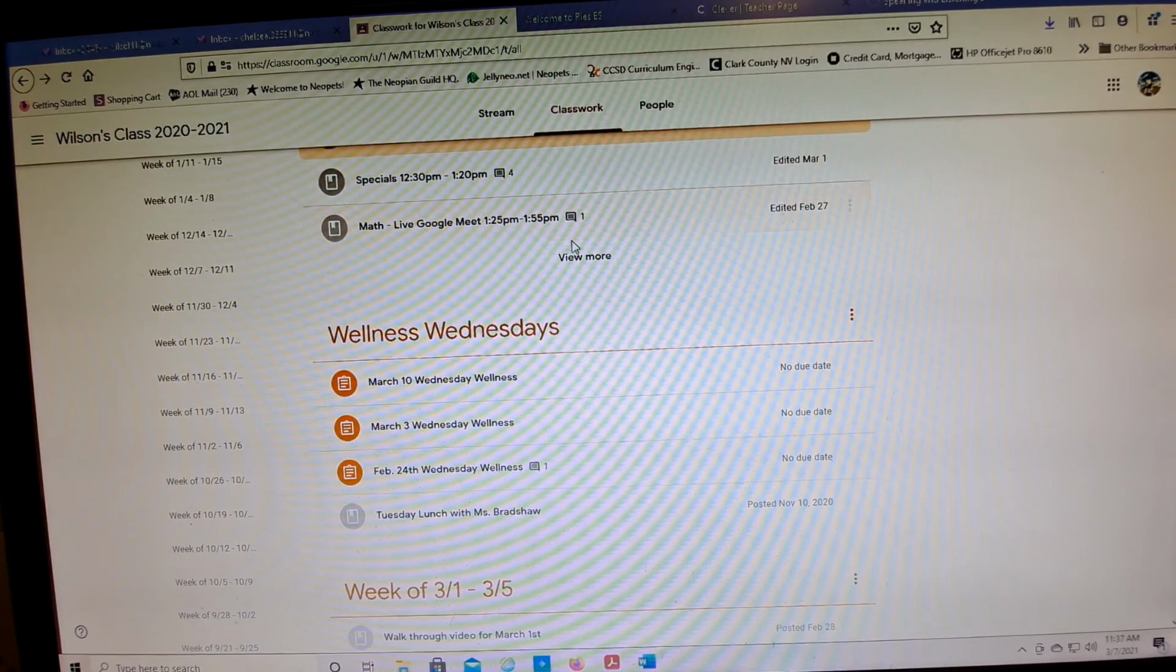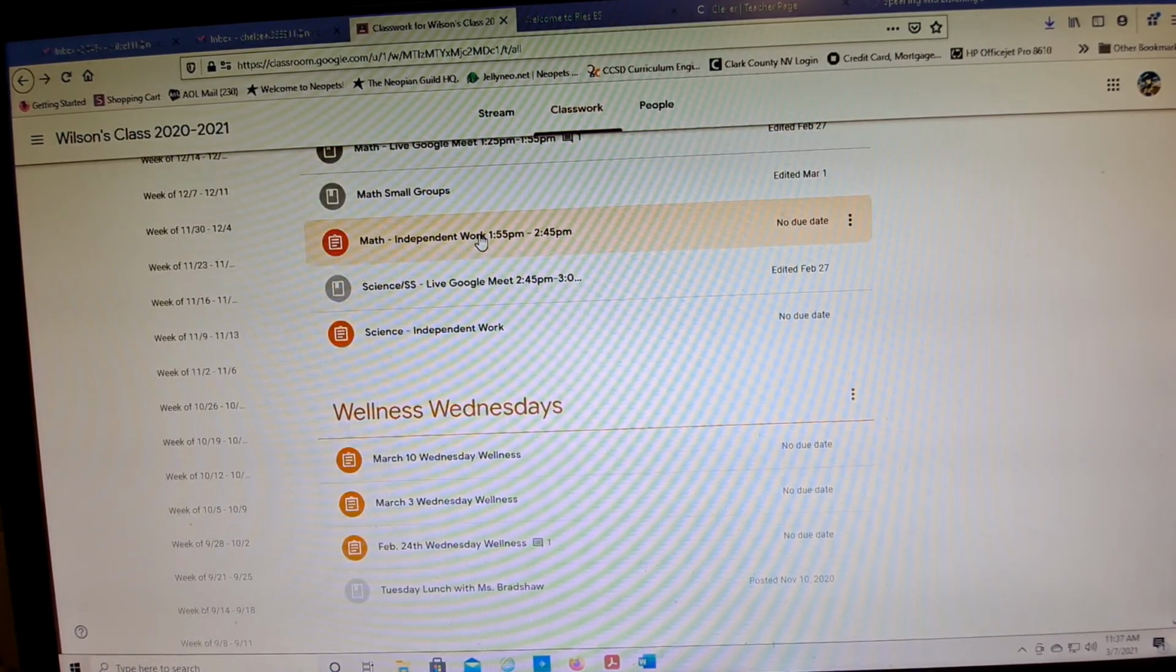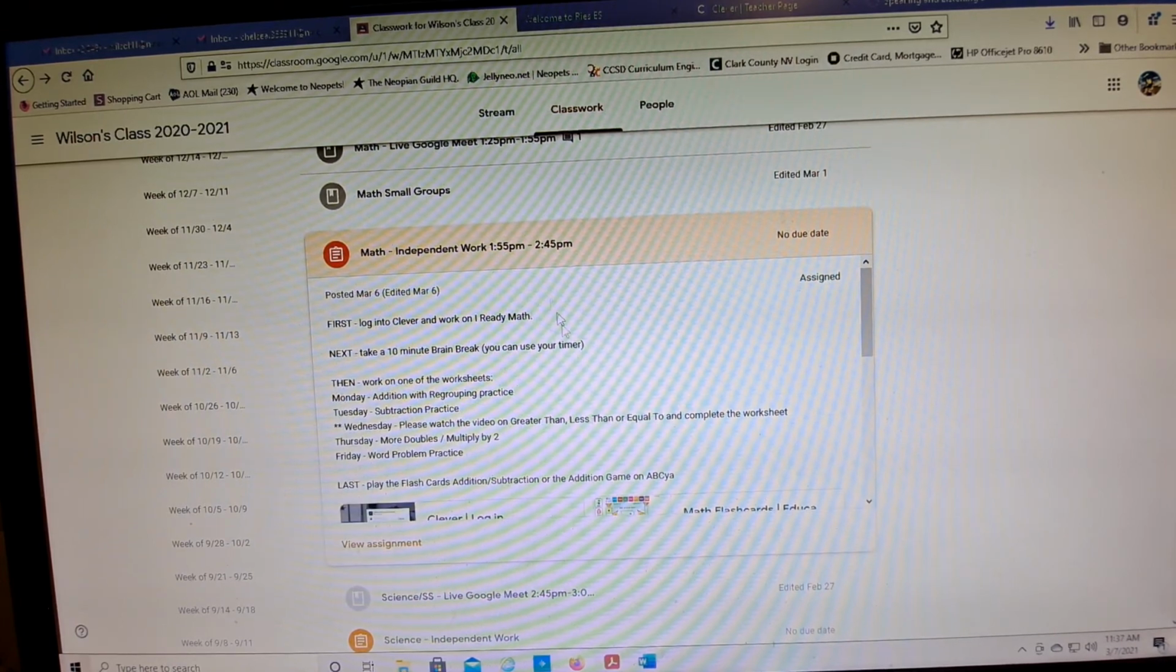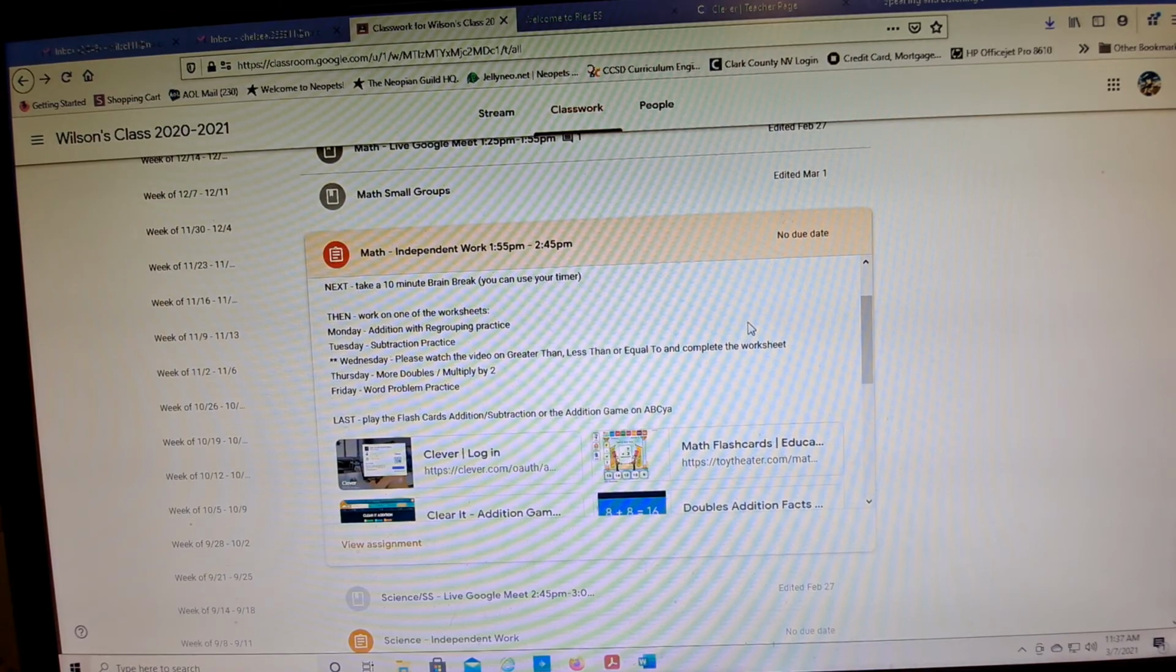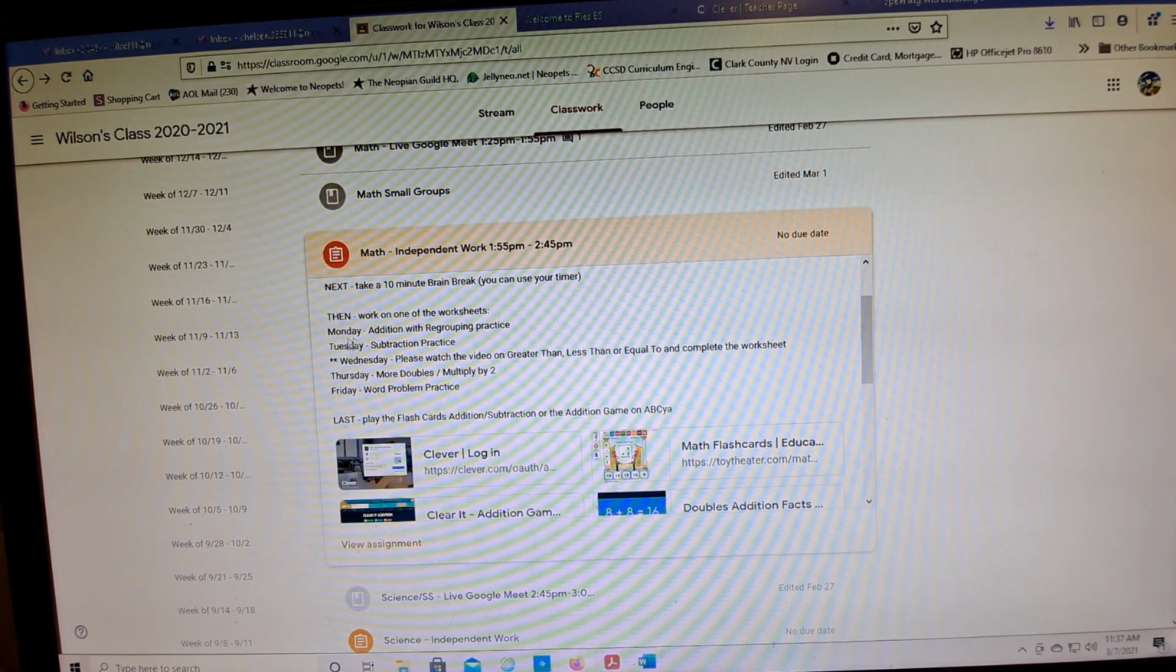Specials now is 12:30 to 1:20. Math starts at 1:25, and for our math independent work this week, they need to log on and work on iReady Math. There is extra math in there as well, which is just math fluency. Monday, we're going to practice the addition with regrouping some more. Tuesday is just some subtraction practice.